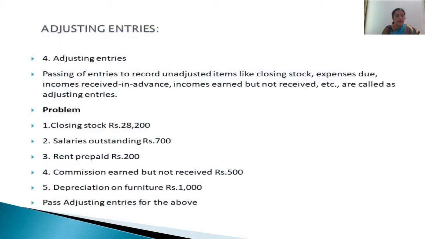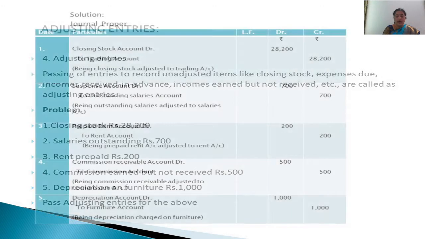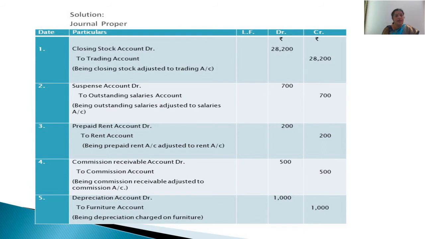Then the third one, rent prepaid 200. Rent prepaid is 200, which means rent or any expense if it is prepaid is our asset. So all assets are to be debited. So prepaid rent account rupees 200 to rent account, because the expense will be less now. Before the date it comes to paying, we have paid it. So it becomes our asset, and the amount of rent which we have to pay next will be made less. So to rent account.